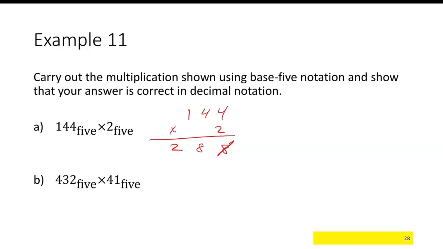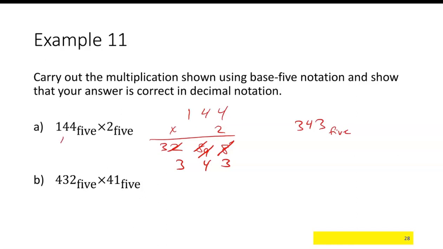So this 8 here can become a 3, and this becomes a 9. This 9 becomes a 4, and this becomes a 3. So 343 base 5. So 144 base 5 times 2 base 5 is 343 base 5.